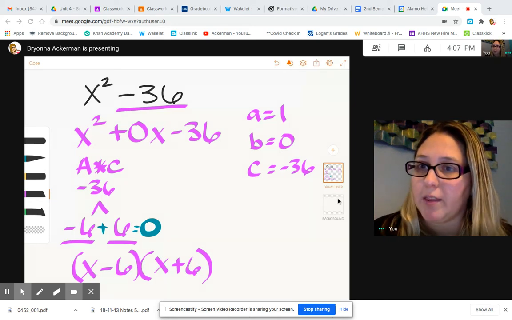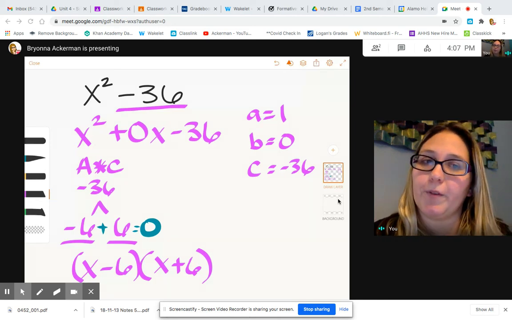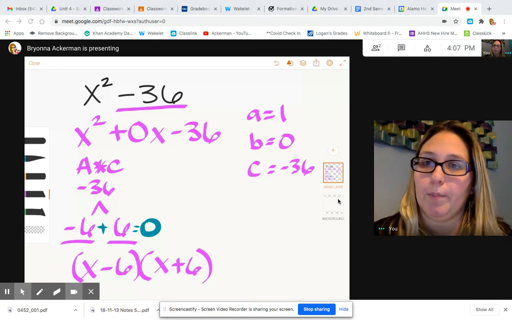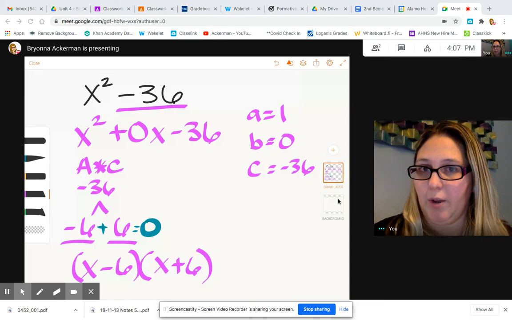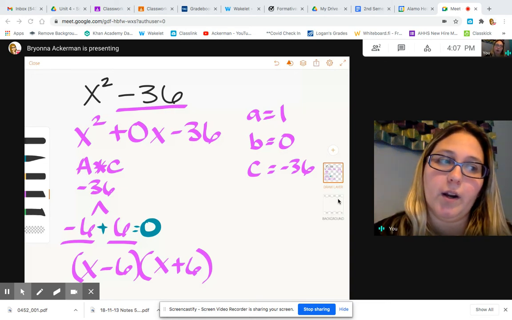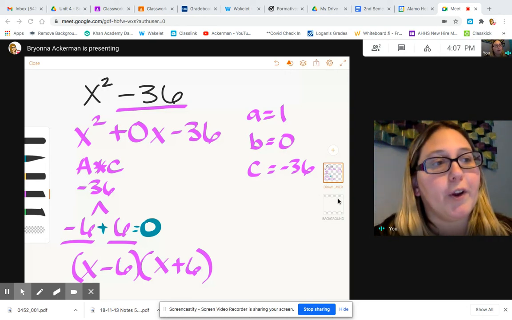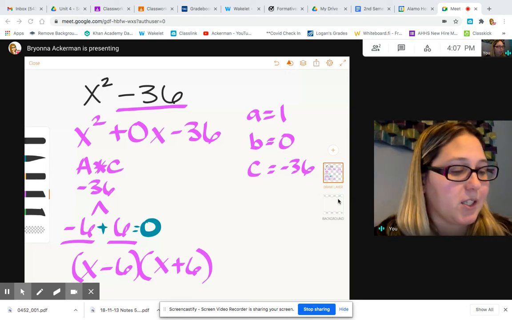You always want to double check though, because remember shortcuts, sometimes we forget. And so I wanted to show you the long way also. Worst case, you just always put b in as 0 and do it the way that you know. So this is from set 4, difference of squares. Okay, good luck. And we are going to move to solving by square root next.